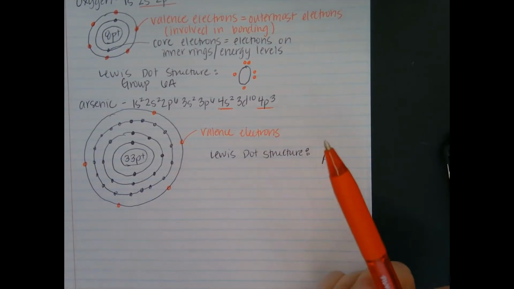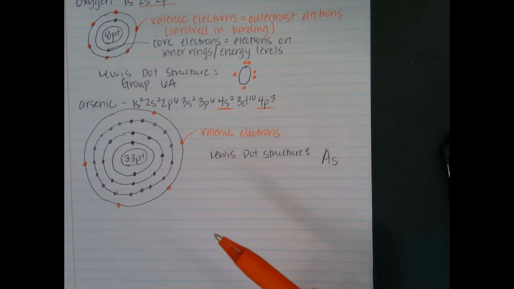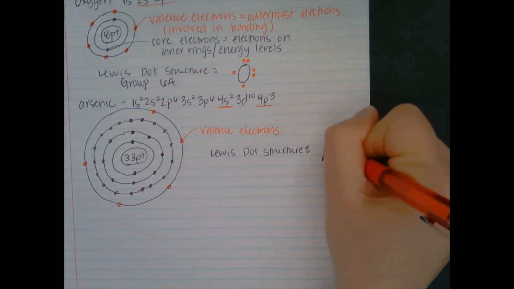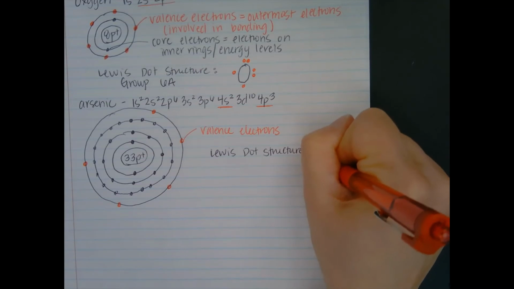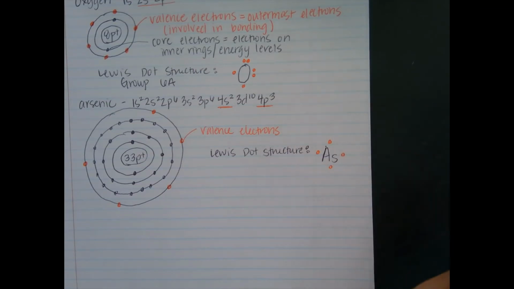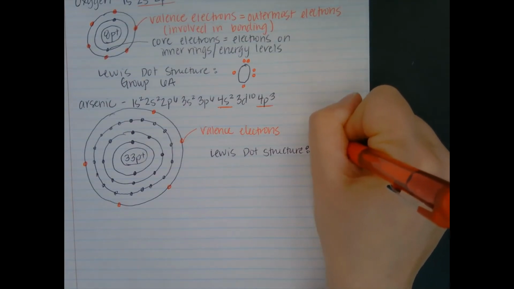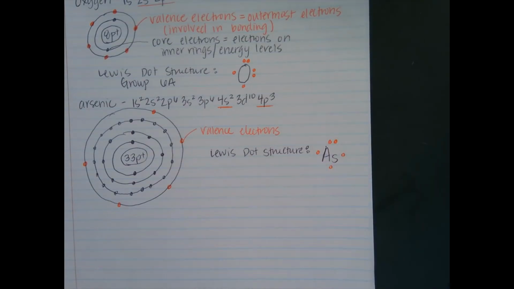And I'm going to use my red pen for my valence electrons. How many valence electrons does it have? 5. So I'm going to draw 5 dots starting at the top, going in a circle. 1, 2, 3, 4. Now what? Pair it up at the top. Ta-da! This is the valence electrons showcased in a Lewis dot structure for arsenic.